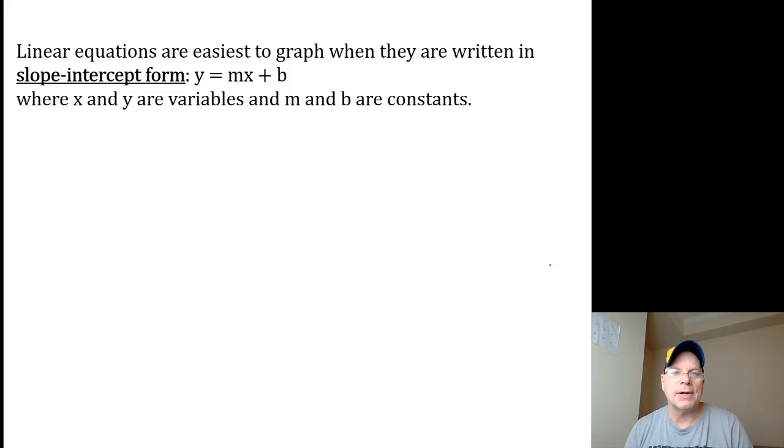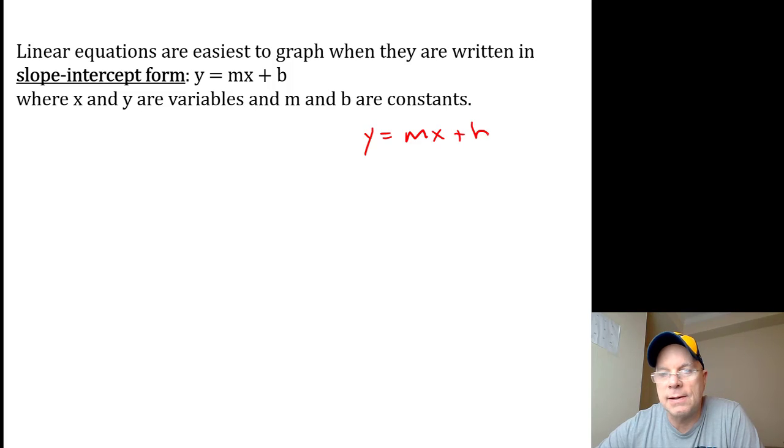Linear equations are easiest to graph when they're written in slope-intercept form. I'm not going to spend a lot of time on this today, because we're going to do this in detail; this will be one of the last things we do. But when you see y equals mx plus b, m is the slope and b is the y-intercept. We'll talk about that soon. We're going to focus on slope first. We really need to understand slope well before we start dealing with the entirety of slope-intercept form.